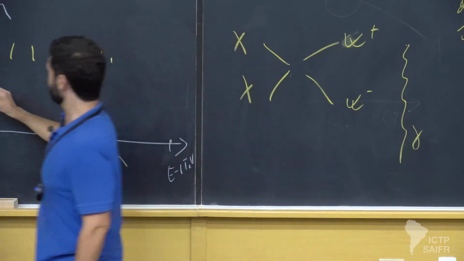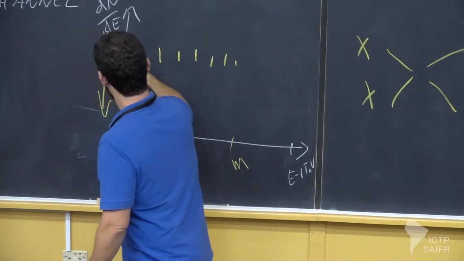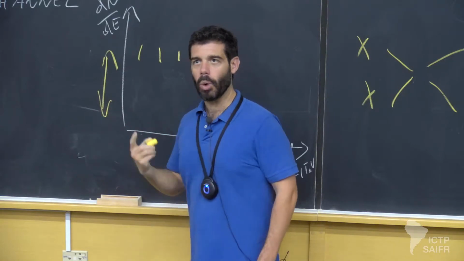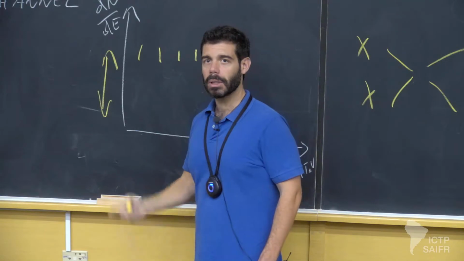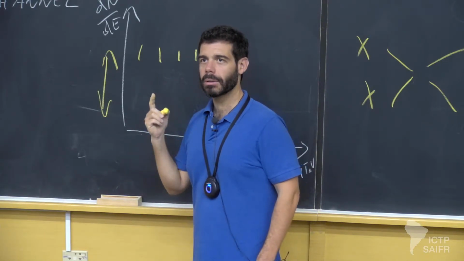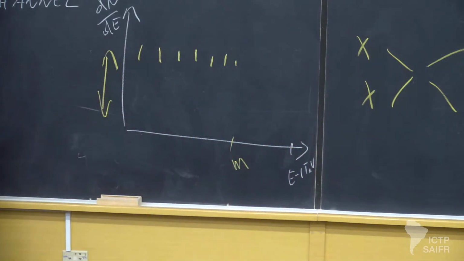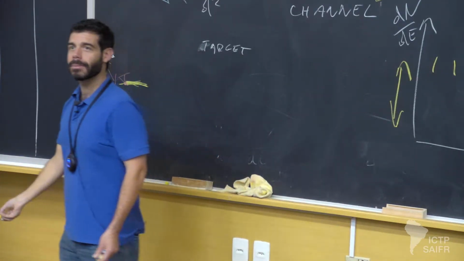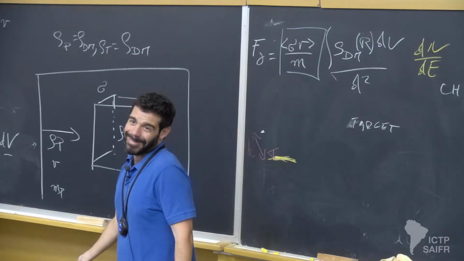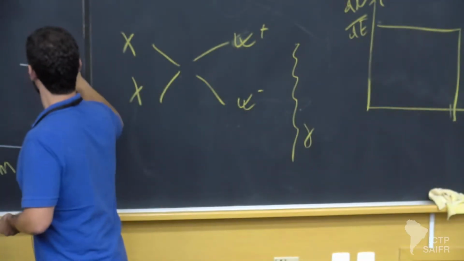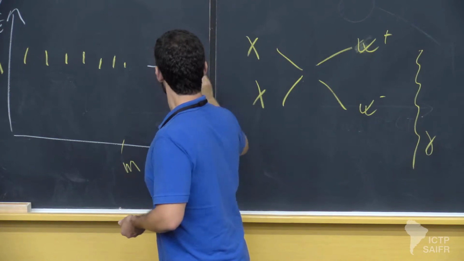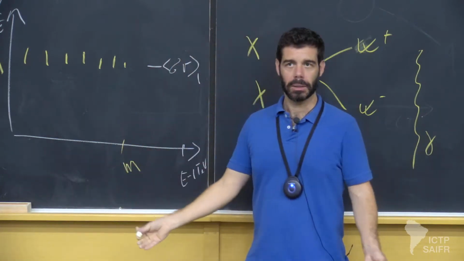Of course, the level of this expectation will depend on only one variable. Which one? The only variable that I said I don't know yet. Sigma V. Right? Now, let's say that this is the prediction for sigma V1. We call it 1 because it's our benchmark. Okay?